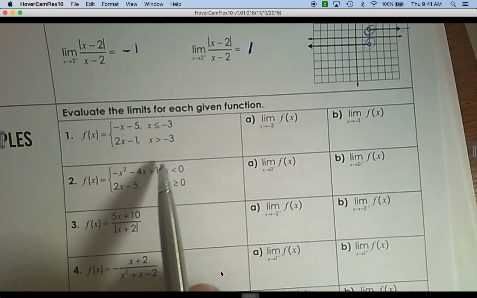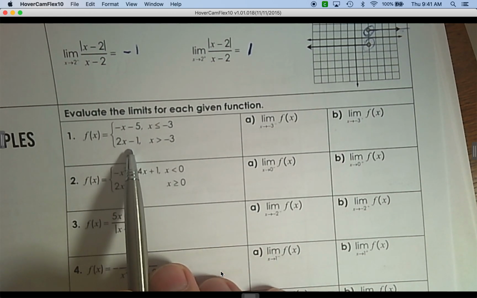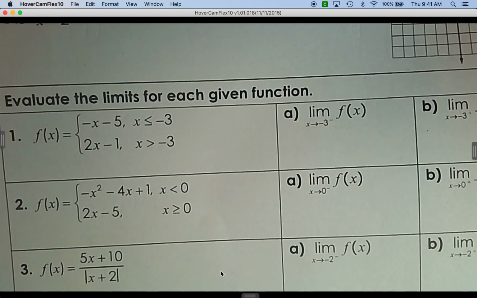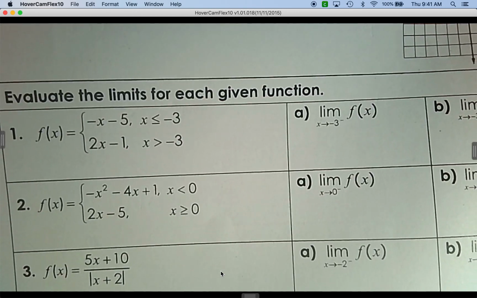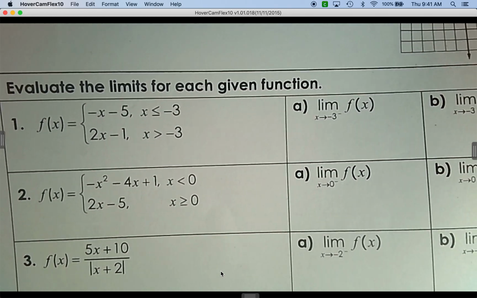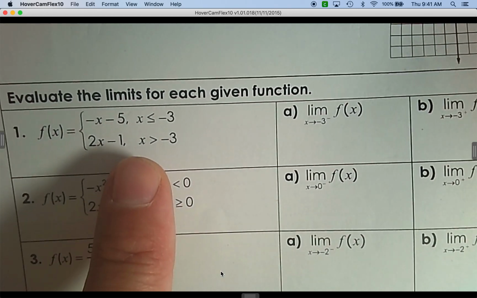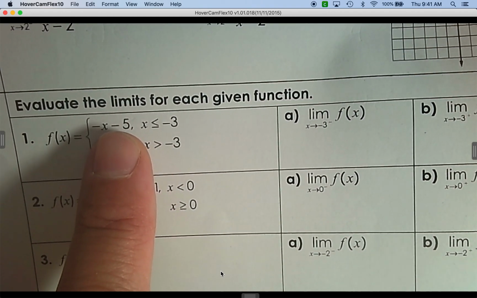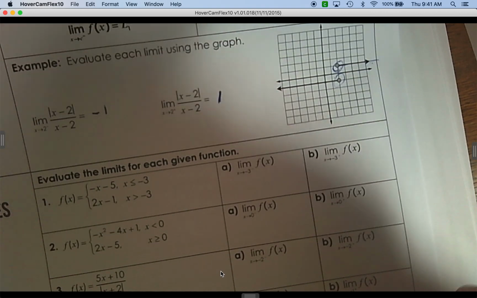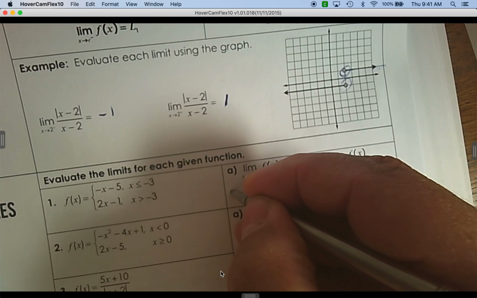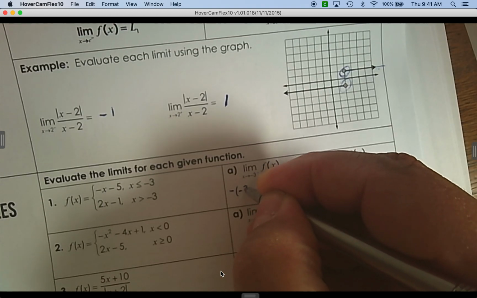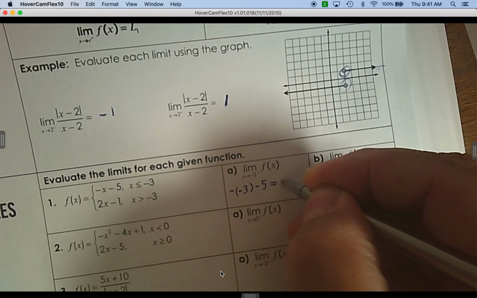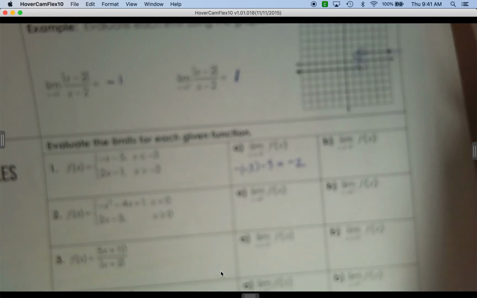So here we have a piecewise. We have -x subtract 5, 2x subtract 1. What's the value as x approaches -3 from the left? So from the left, if I look carefully with the piecewise, left means less than -3. So I just need to plug it into the top piece only. So where there's an x, plug in -3. Be careful. You have a negative and another negative. So that's +3 subtract 5, so that answer is -2.